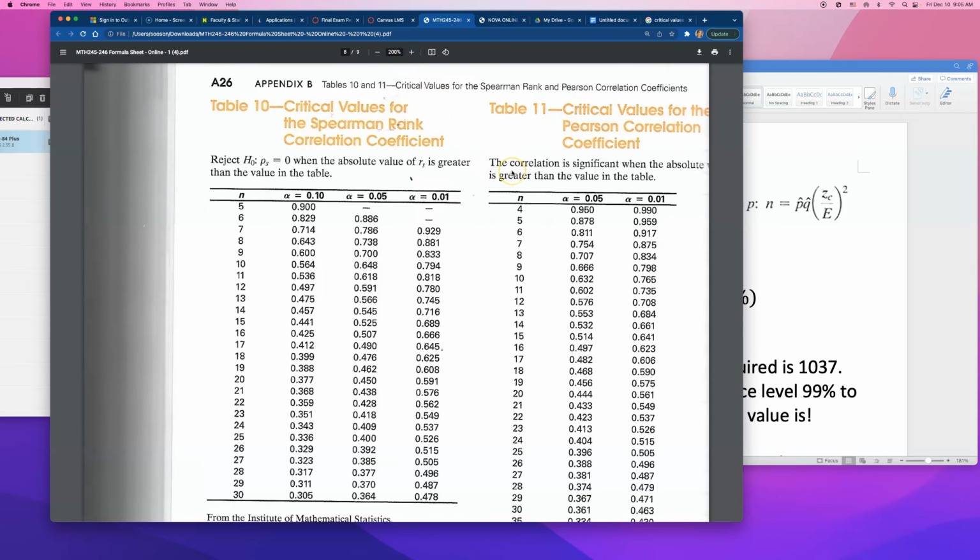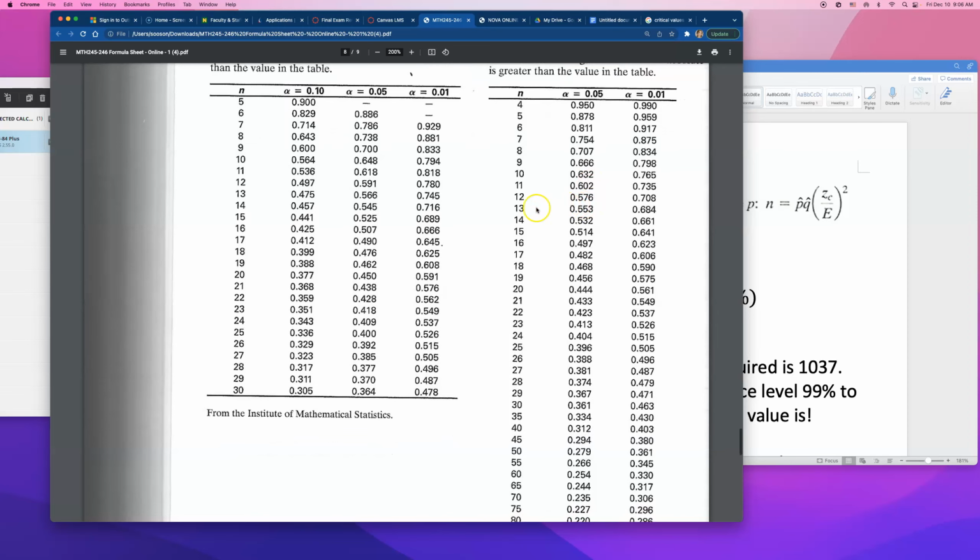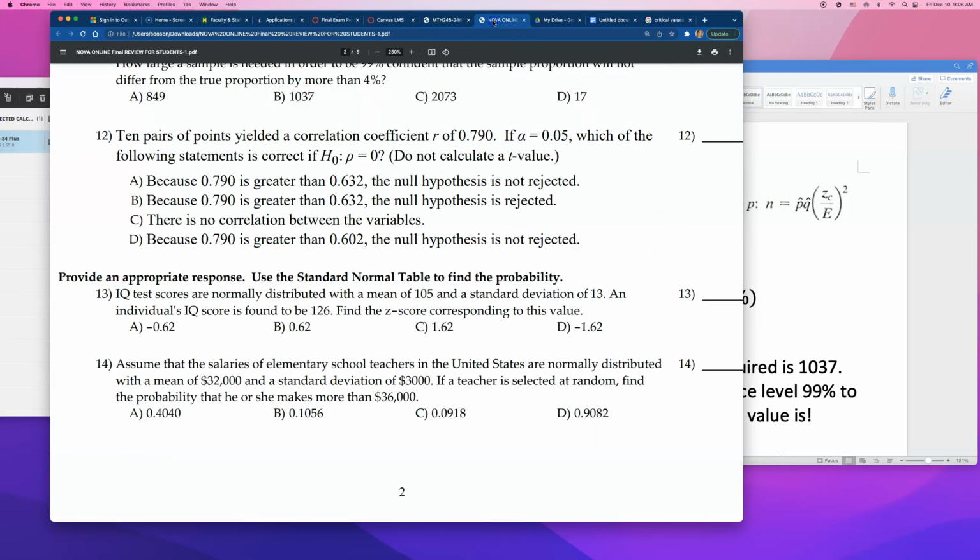Remember they said they had 10 points, right? So I'm going to go down to n equals 10. Remember the alpha level they're using is 0.05. So the critical value that we are comparing it to is 0.632. So if R is greater than 0.632, then we're going to reject the null that assumes that there's no correlation. Okay, so 0.632, that's where they got this number, 0.632.